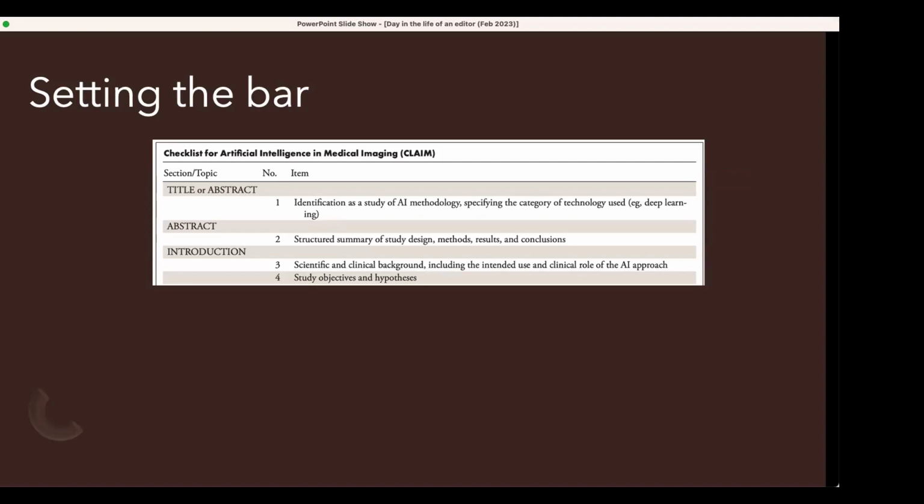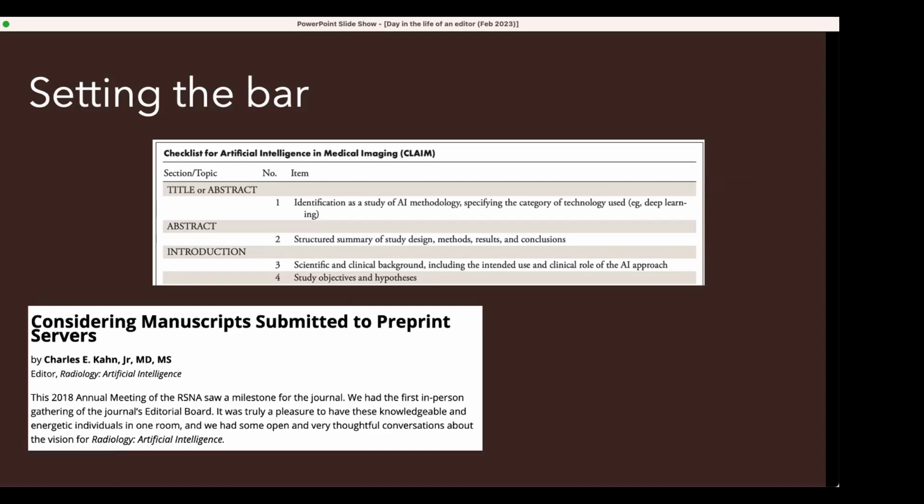Early on, Chuck and Linda and others published a paper for a checklist for artificial intelligence in medical imaging, or CLAIM. It has become a basis of an initial checklist for authors who submit to the journal, to make sure that they're reporting different facets of their study. I think that in itself has raised the bar in the types of papers and the consistency of the papers that we see being submitted.